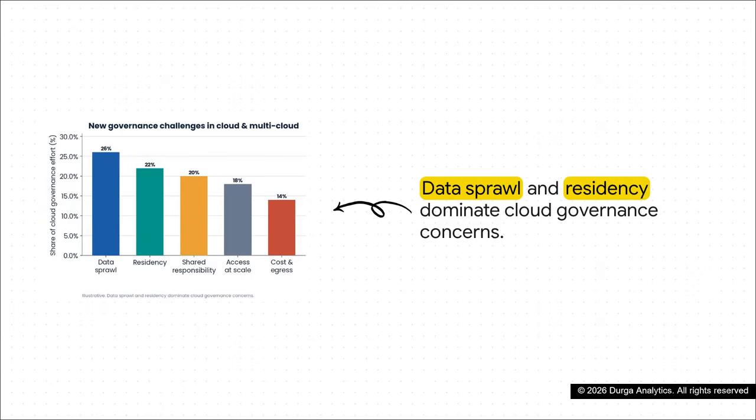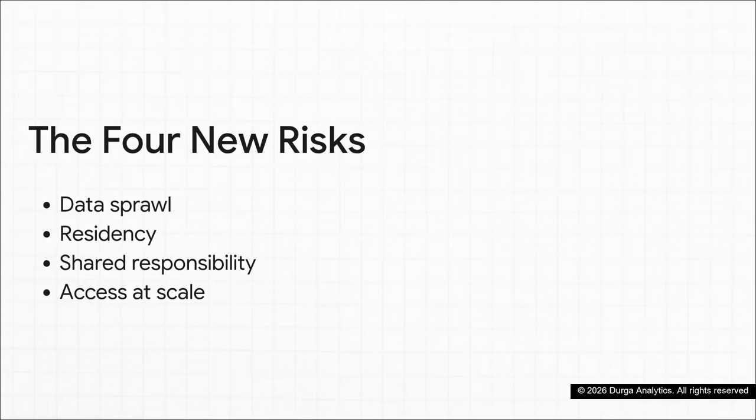These aren't just theoretical textbook problems, these are the day-to-day operational realities that are going to consume a lot of your team's time. So the crucial point here is that we are fighting 4 very specific new risks. First up is data sprawl. In the cloud, data is effortlessly copied across services, causing it to just proliferate and drift completely out of sight. Second is residency, where your data can easily land in a region that breaches your legal location rules.